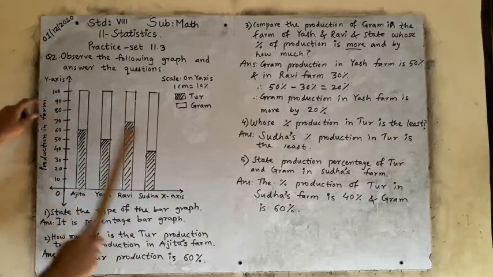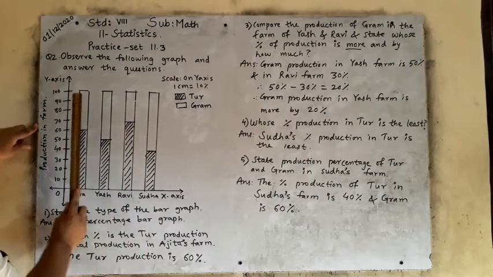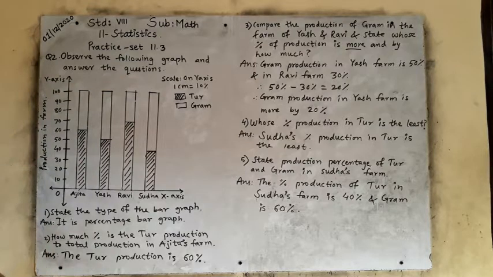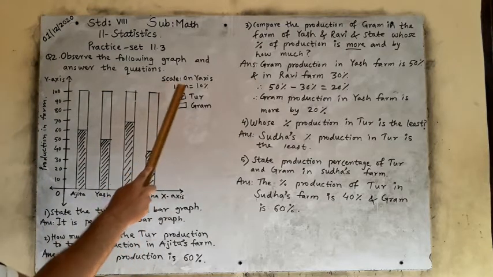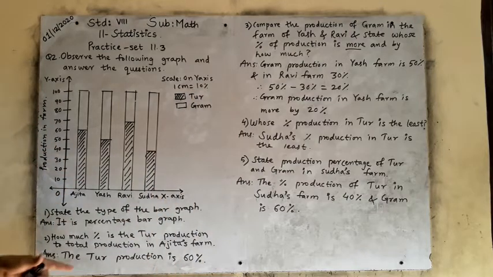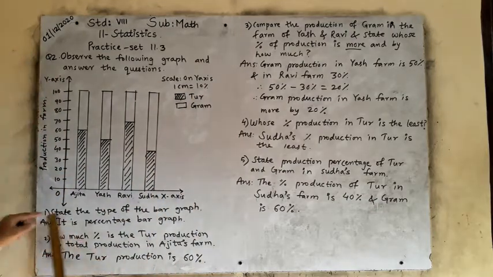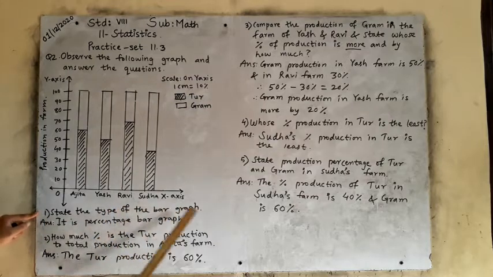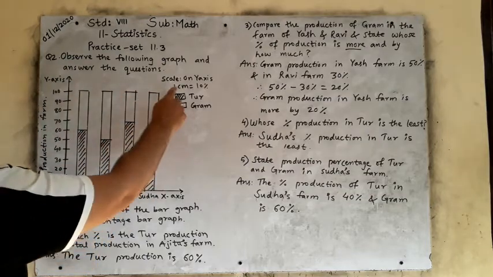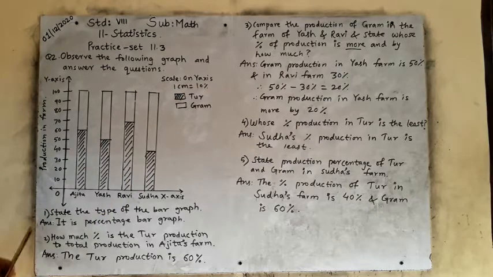It is a percentage bar graph. How do you know? See, all the bars are at the height of 100. Can you see over here the scale on the y-axis, 1 centimeter is equal to 10%. It means this is a percentage bar graph. Number 1, state the type of the bar graph. So we will say it is a percentage bar graph. How do you understand? All the bar heights go up to 100, and here it is also written percentage. It means it is a percentage bar graph.